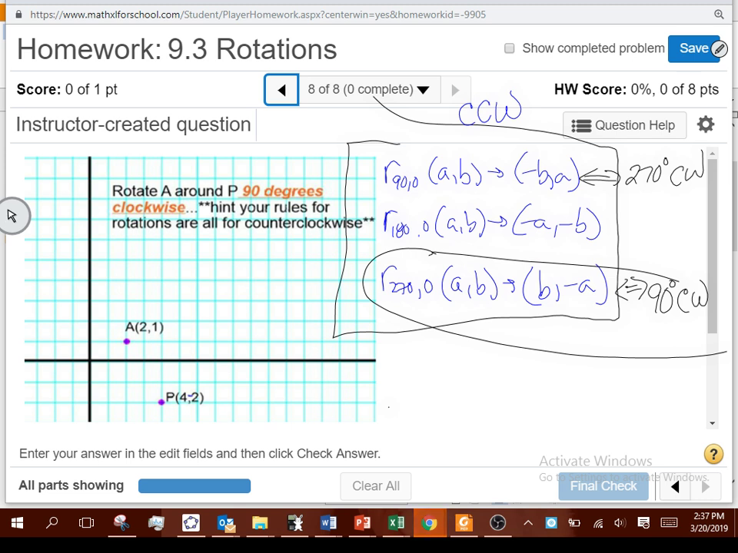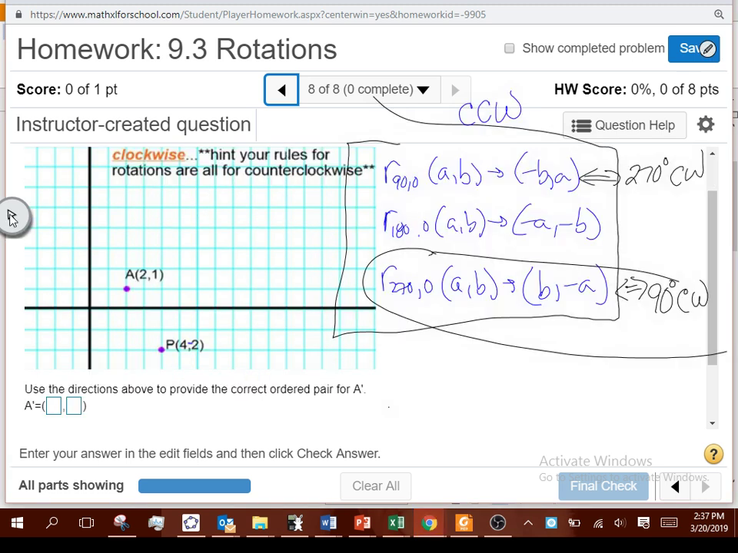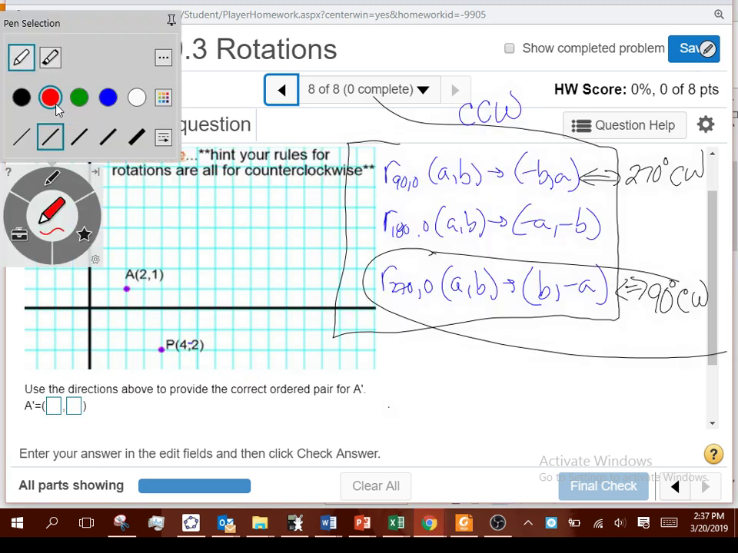So let's just start with the ordered pair that they give us. They start with A being at 2, 1. So the first step is to take 2, 1, and you're going to subtract out your center of rotation, right? So subtract out 4. Now just be careful here. I'm going to subtract out negative 2. So what's that going to turn into? -2, 3.